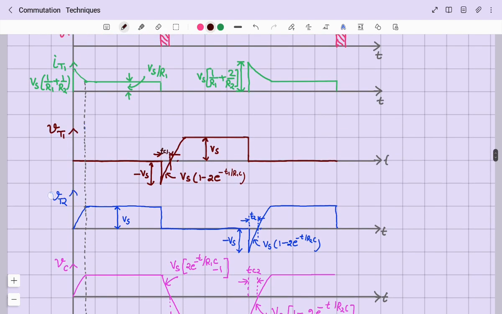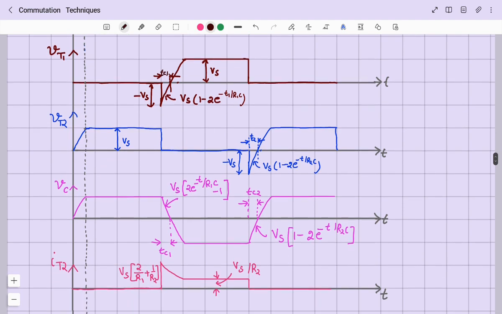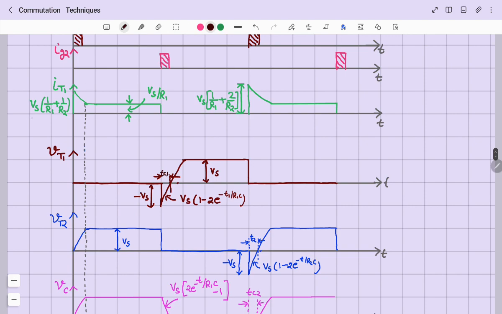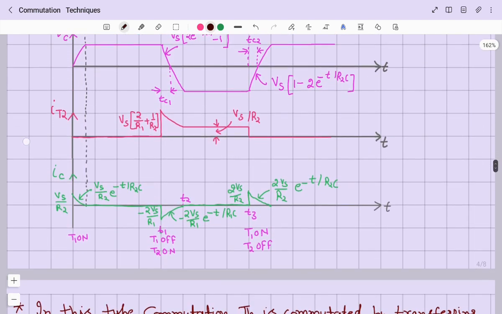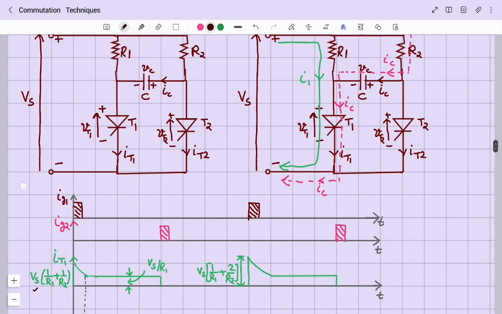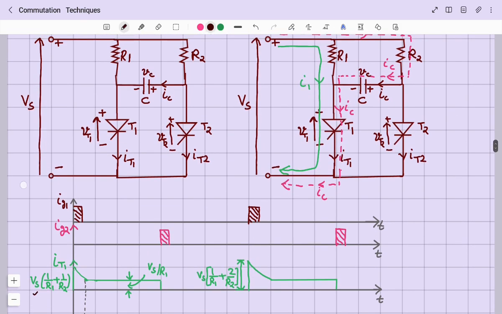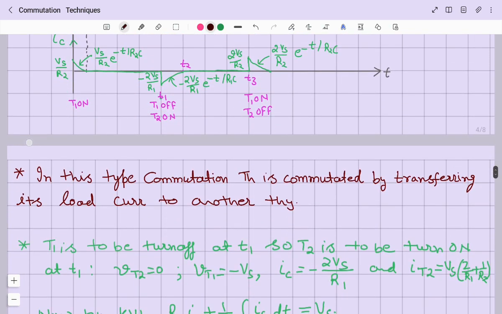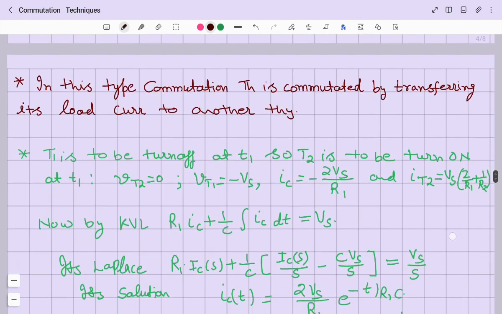One thing you must notice is that during the very first cycle, the thyristor current IT1 is equal to Vs by R1 plus Vs by R2, whereas in subsequent turning on, it is Vs by R1 plus 2 Vs by R2. The reason is the same, because the capacitor is charged. At the initial condition the capacitor was uncharged, but after the subsequent cycle the capacitor is charged. So the total voltage in the capacitive circuit is twice Vs.